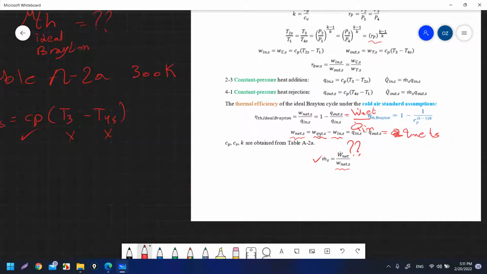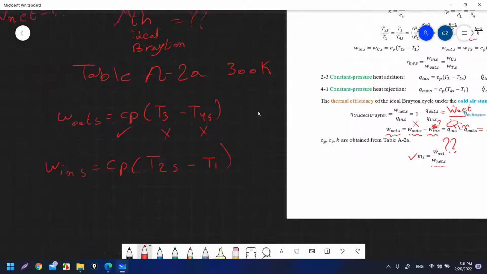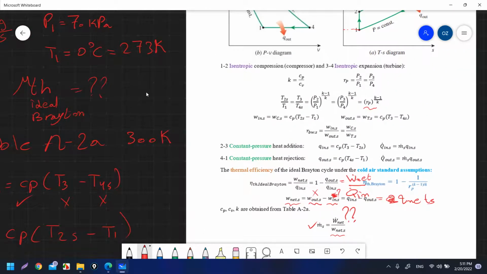I can't find w out s, so what about w in s? Let's see how I can find it. So w in s is equal to Cp times (T2s minus T1). I have T1 given in the question. Cp is 1.005 kilojoule per kilogram Kelvin. What about T2s? T2s can be found from this equation.